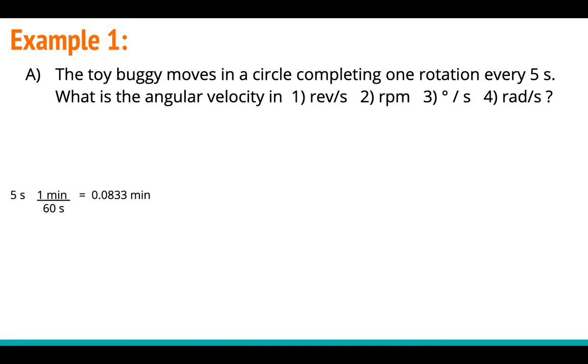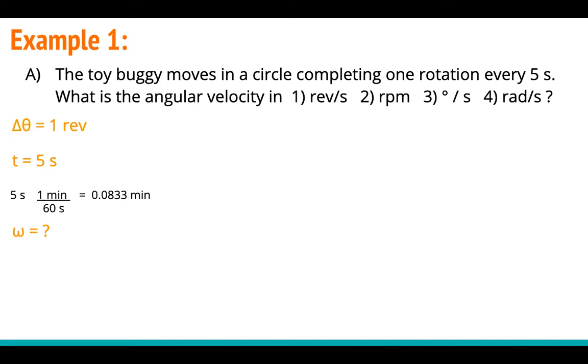Okay, so we know that delta theta, the change in angular position, if it makes one rotation, that means that delta theta is equal to 1 revolution. It makes one revolution in 5 seconds, so our time interval here, which is also our period in this case, is equal to 5 seconds. And we're looking for omega.